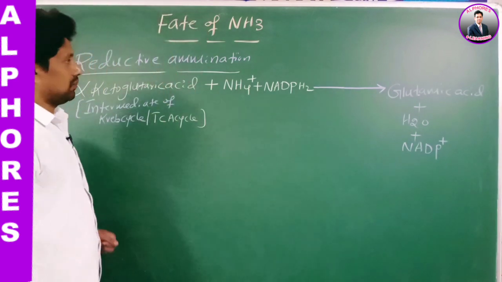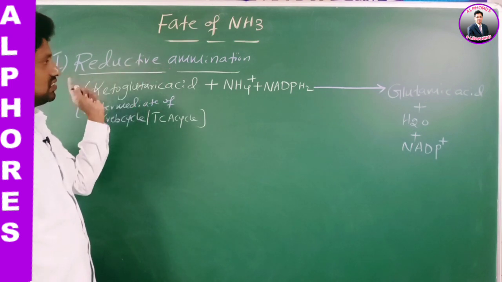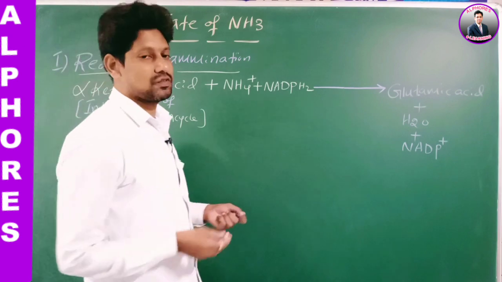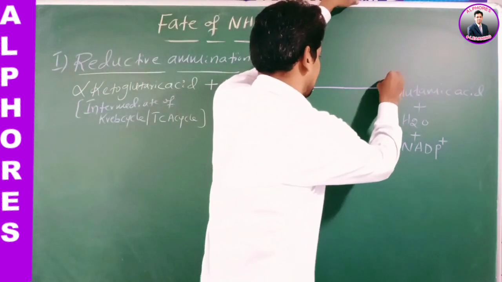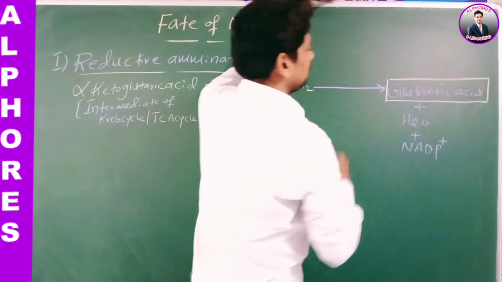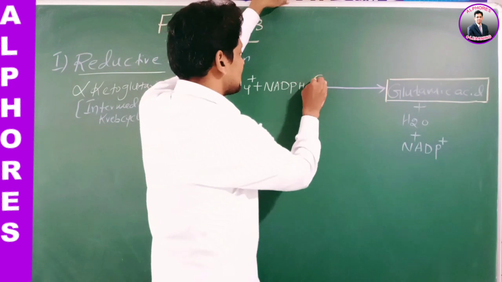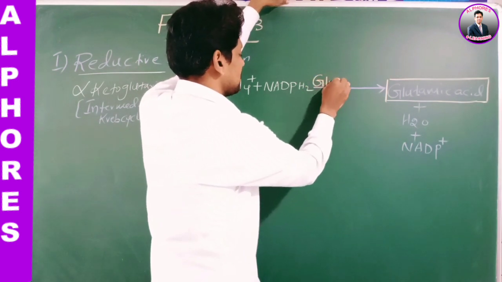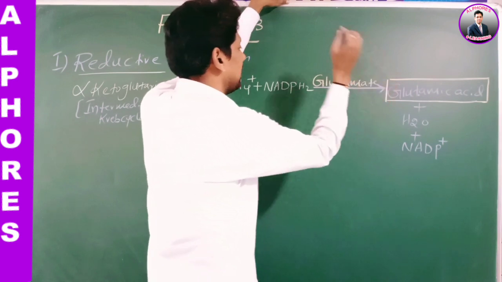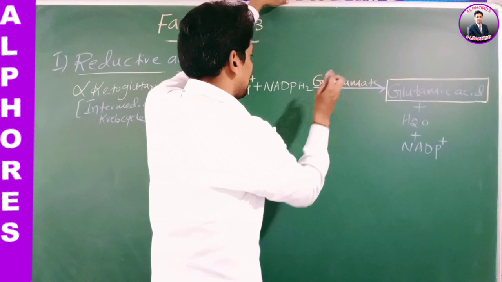Now listen to this statement. Which reaction is this? Reductive amination reaction. Which amino acid is formed here? Glutamic acid. This reaction takes place in the presence of one enzyme by the name glutamate dehydrogenase. What is the enzyme name? Glutamate what?